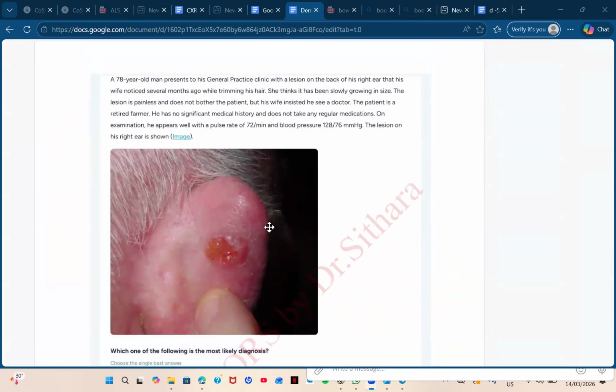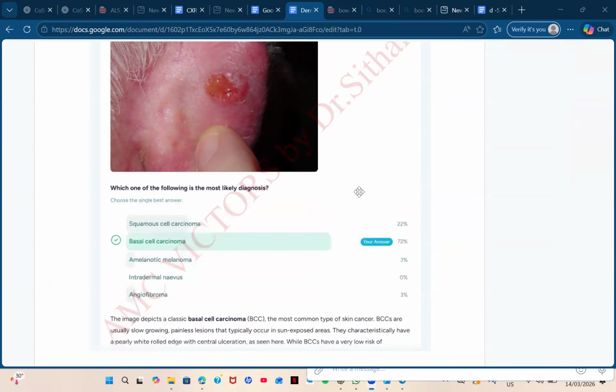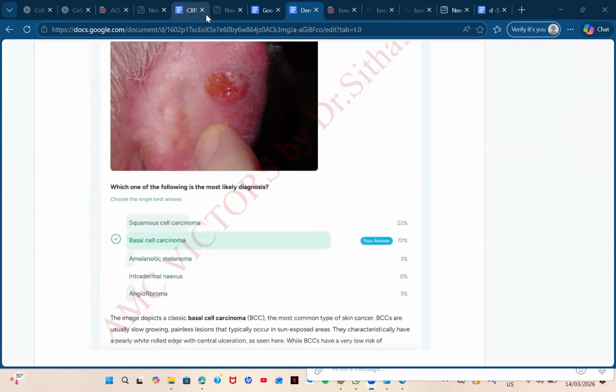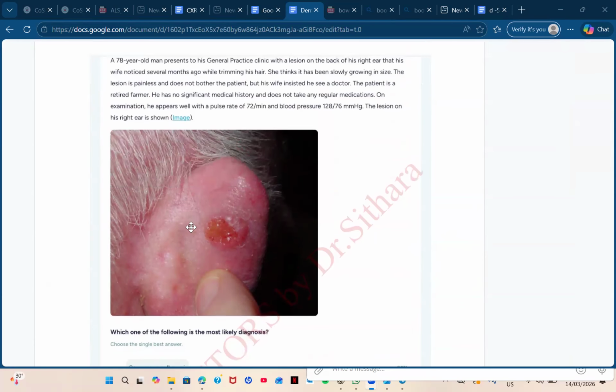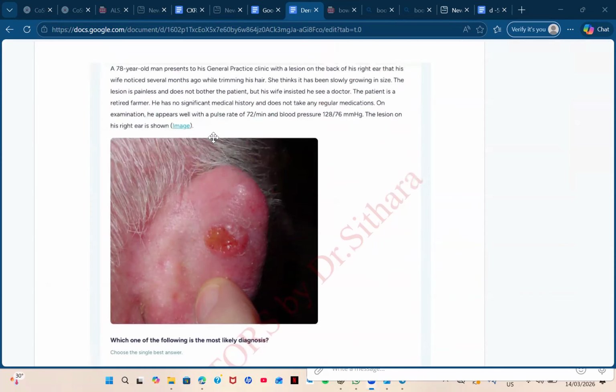So, what do you think, doctors? They have given squamous cell carcinoma, BCC, amelanotic melanoma. Okay, now tell me, why is this BCC? What can you see in this picture? Rolled edge. Okay, yeah, pearly shape, telangiectasia.